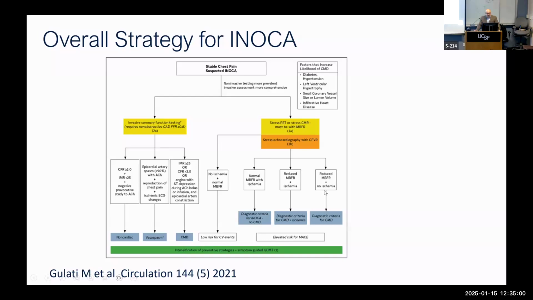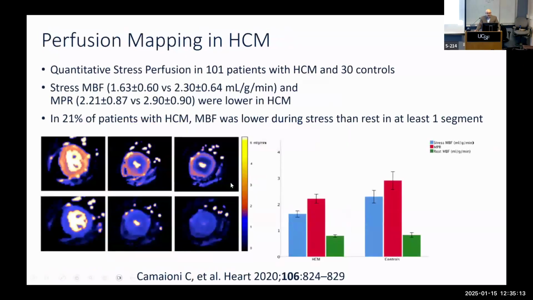And then finally, this group of reduced blood flow, where we don't have an abnormality, where you have a high suspicion, some of those patients will need to go on to invasive assessment.